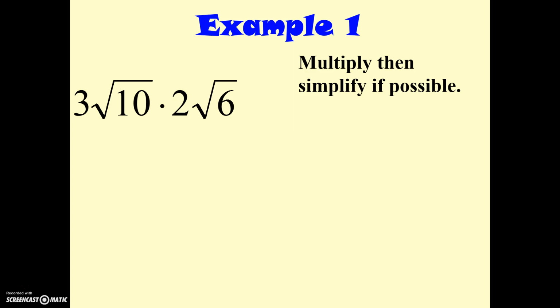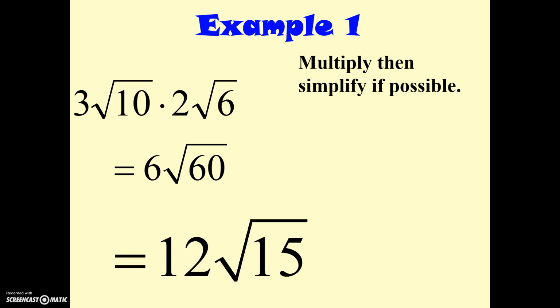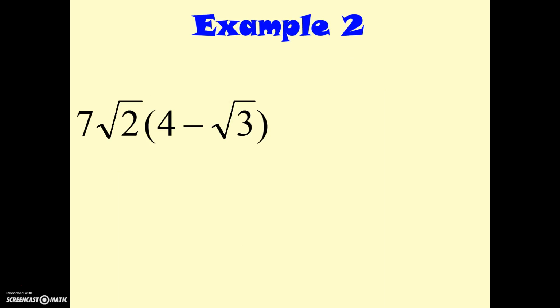And if we do that, 3 times 2 is 6. And the radicands, 10 and 6, are multiplied together to get 60. So you get 6 radical 60. And now you have to see if you can simplify that any further. And 60, we would just do exactly what we did yesterday with simplifying radicals. And it will break down into 12 radical 15. All right, example 2.